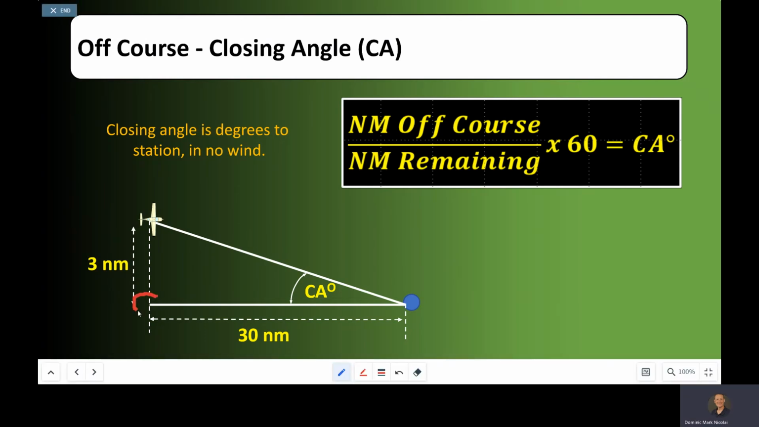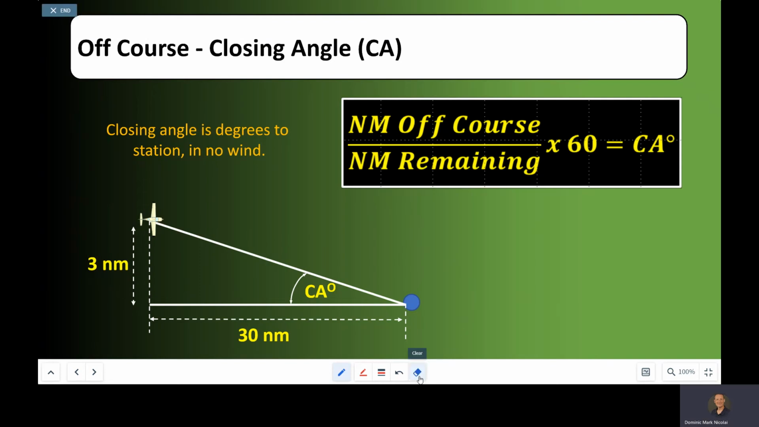So again, we're abeam whatever fix we had. We're still 3 miles away from that. So that's our nautical miles off course right there. And then we're going to divide it by the nautical miles remaining to our next waypoint or to our destination, whatever the case may be. Multiply by 60, and that gives us what we call the closing angle.